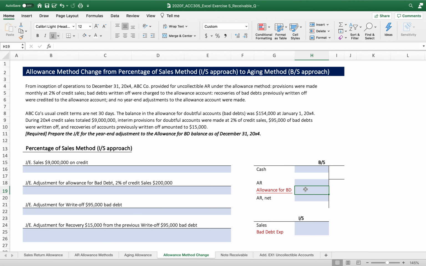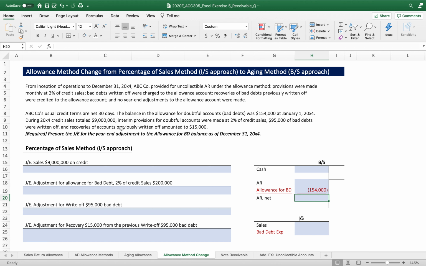Now we have the beginning balance of the allowance for bad debt account. So I'm going to put negative 140 because that is the contra account that reduces the main accounts receivable. So let's just start from here. January 1st, we are creating the 2004 balance sheet and income statement. During 2004, credit sales total $9 million. Okay, so we are going to apply 2% of $9 million to set up the bad debt expense and allowance for bad debt this year.